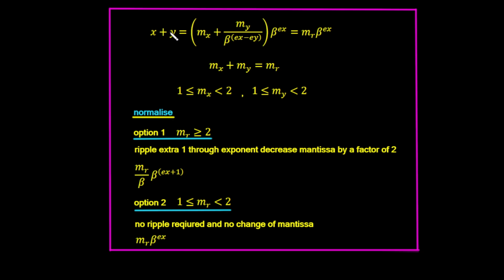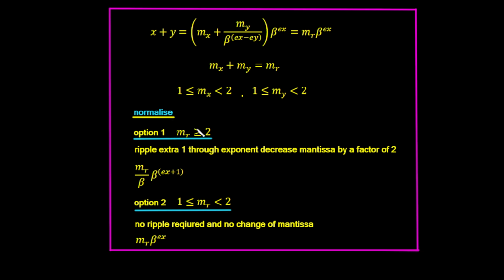A number x plus a number y, we're going to have mx plus my, but my could decrease by a factor of 2 to the difference in the exponent values, and the value for the exponent will just remain at the value of the exponent for x. So we'll have the final result here. Now both of these numbers, mx and my, have to be between 1 and 2. And we will have the two options.